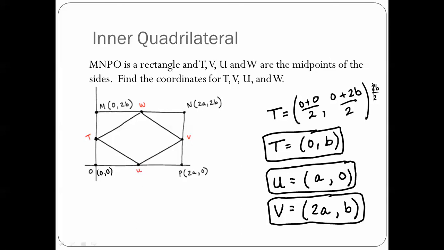V, to get from the origin to point P, that's 2a, that's the same as V, and then to get from P to N, the length there is from 0 to 2b, so 2b, and half of that would just be b. W, remember that W is also going to be half, the x-coordinate for W is going to be half of 2a, which is just a, and then the y-coordinate would be the same as M and N, which is 2b.